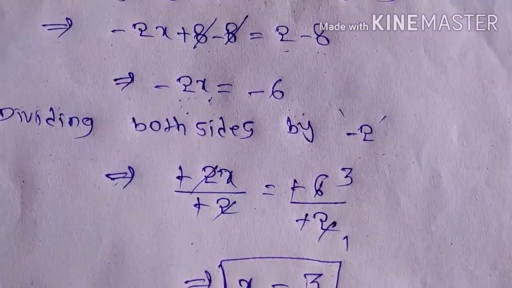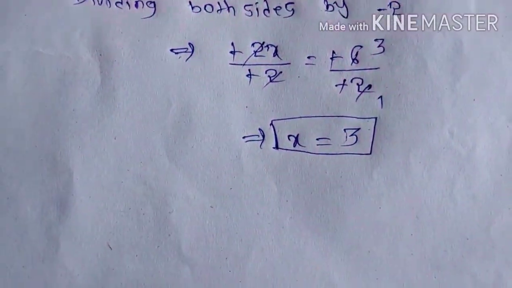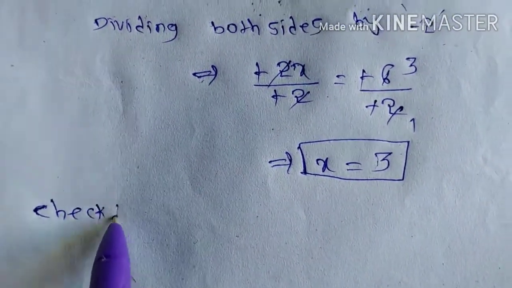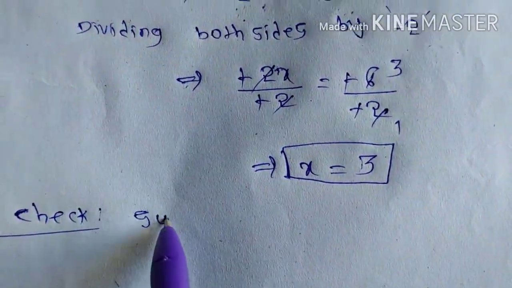But once you see in the question, they are asking to check. That means you can write checking. See, that means substitute x is equal to 3.